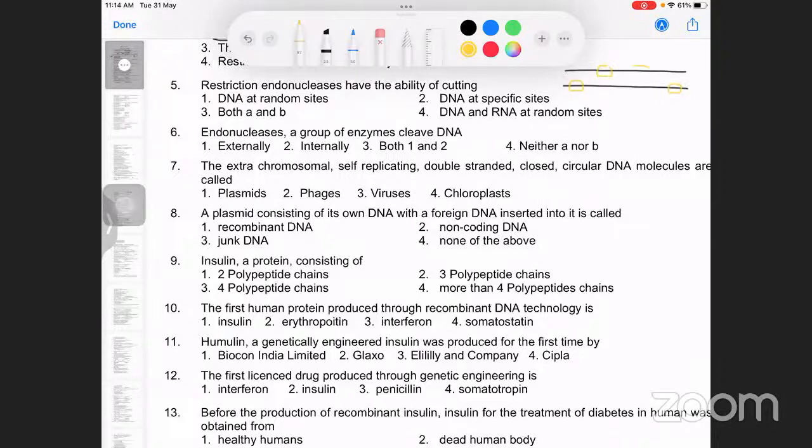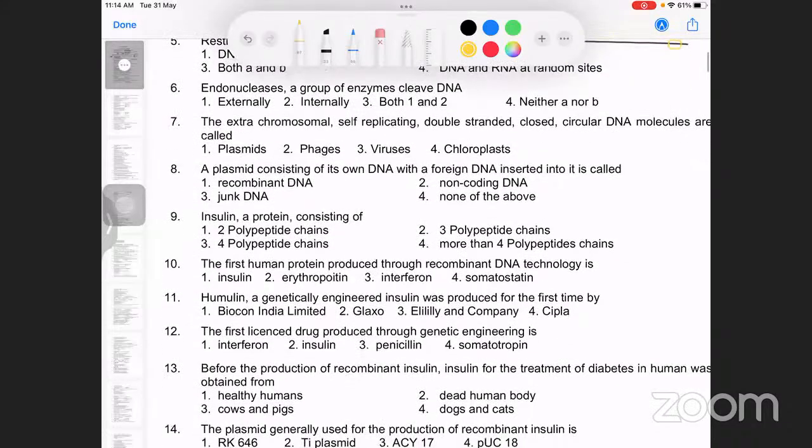Very specific. It only recognizes palindromic sequences. If they are read from either side, 5 prime to 3 prime or 3 prime to 5 prime, they will be of the same nature. Such DNA sequences we call palindromes. And DNA will be cut at the palindromic site, at this specific site.